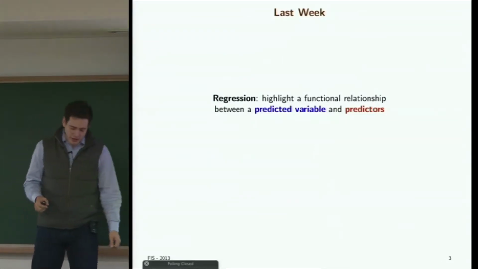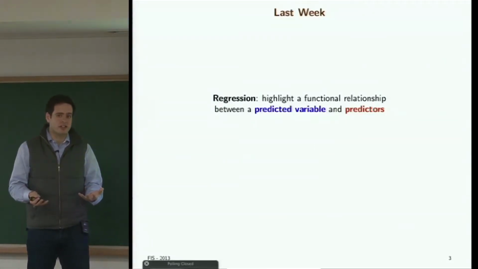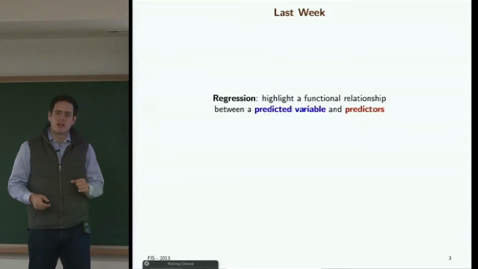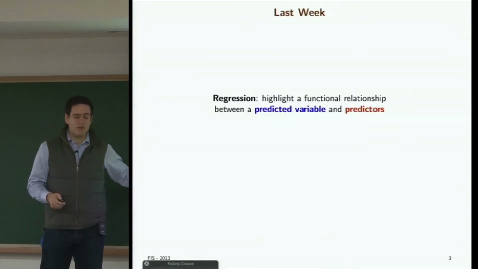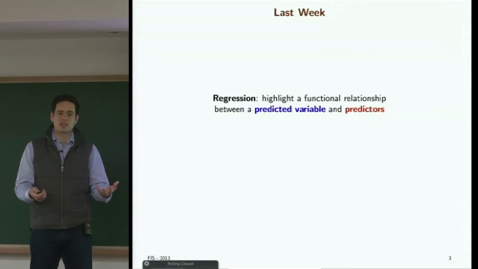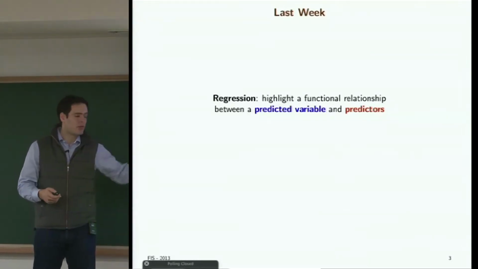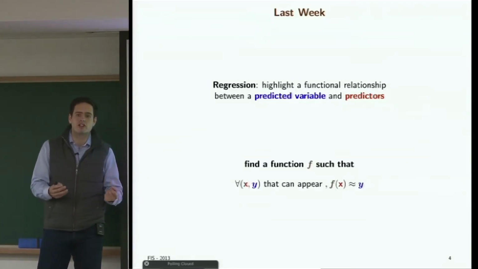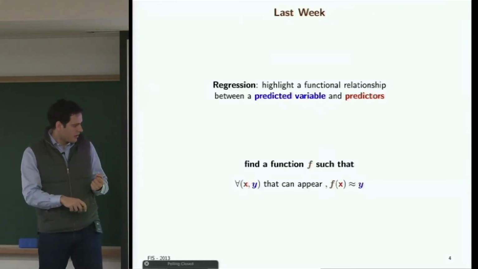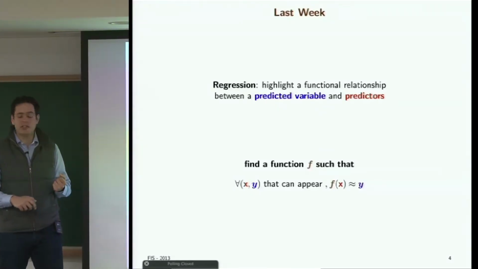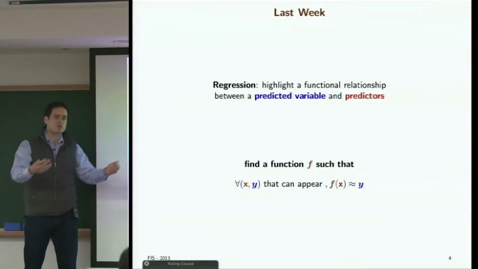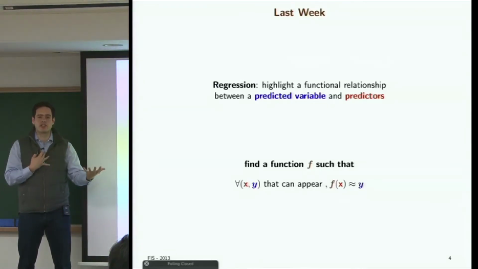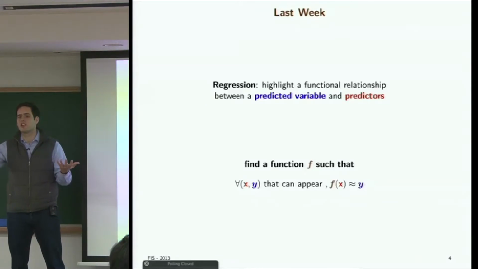So last week we talked about regression, and what is regression? It's basically the task of finding a good functional relationship between predicted variables and predictors. You have access to predictors, you want to predict something, and that would be the blue variable. To predict, we assume that we need to find a good function that goes from the space of predictor variables to the predicted variable. So we assume that there are pairs of such observations in nature. For instance, the scan of a lung of a patient and the information that this patient is ill or not.